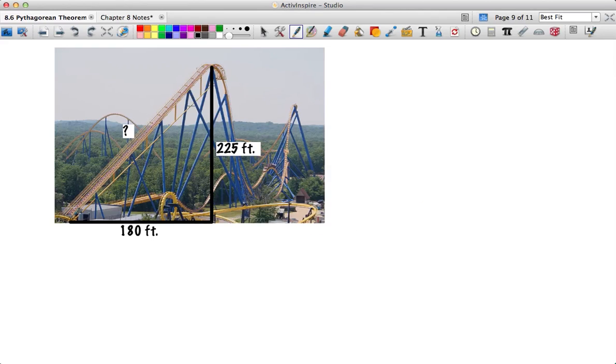Okay, this could also help them figure out, well, how many feet of track do I need in order to get from the bottom to the top? So in this case, both of these are legs. 180 feet is a leg and 225 feet is a leg. So I have 180 squared plus 225 squared equals c squared. So we're trying to find the hypotenuse. We're trying to find c.